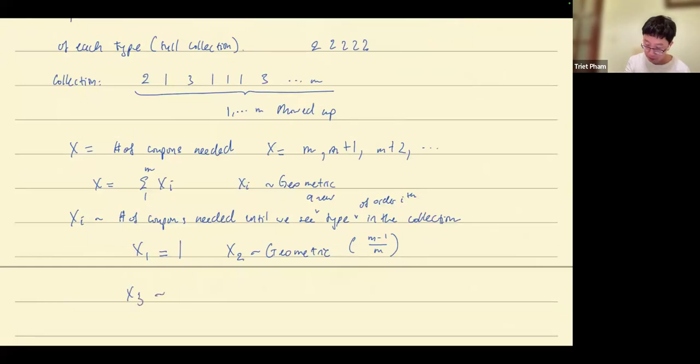Then what's X3? It's a geometric random variable with what kind of success probability? M minus 2 over M. Because after you get the first 2 types, let's say you hit on the 4, then a failure would be to see these 2 repeating. And the success is to see another type, not of these 2 types. Let's say a 5.